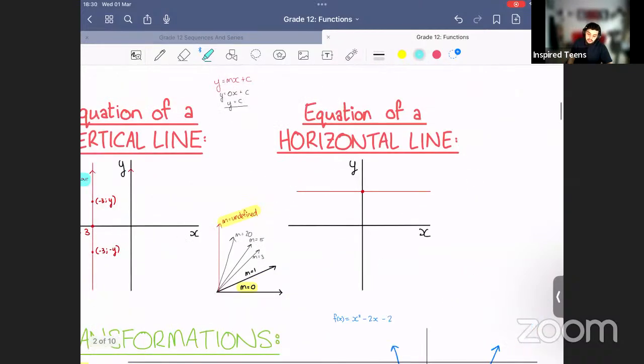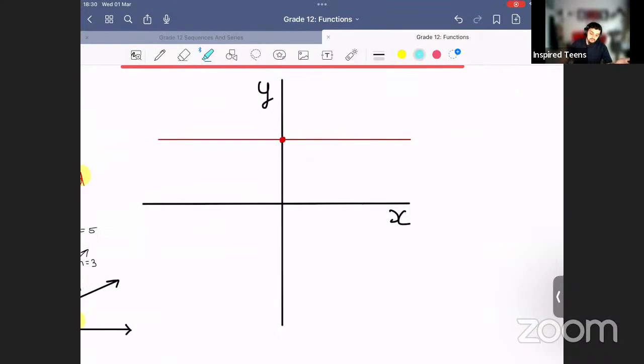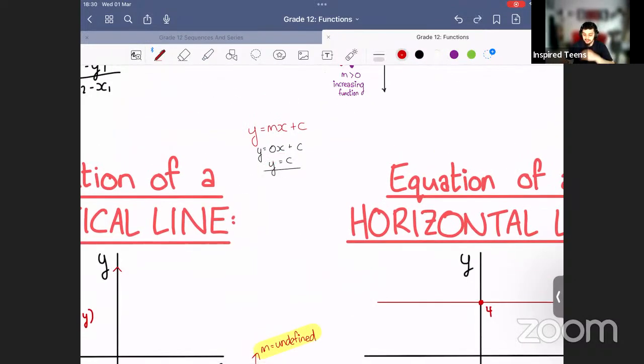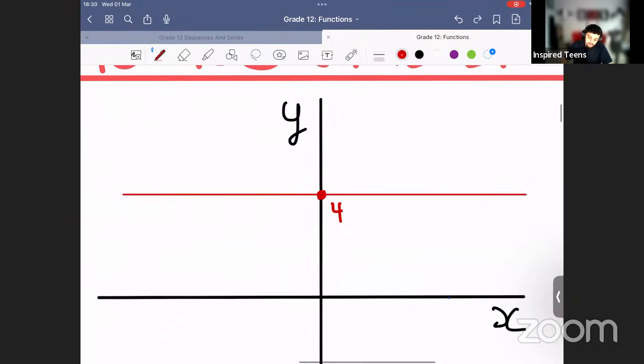Let's talk about the equation of a horizontal line. So let's just say this horizontal line cuts the y-axis at 4. Remember, we said that the horizontal line is equal to c. C is the y-intercept. So basically, it's going to be y is equal to 4. So again, with a horizontal line, it's y is equal to the y-intercept as our formula.